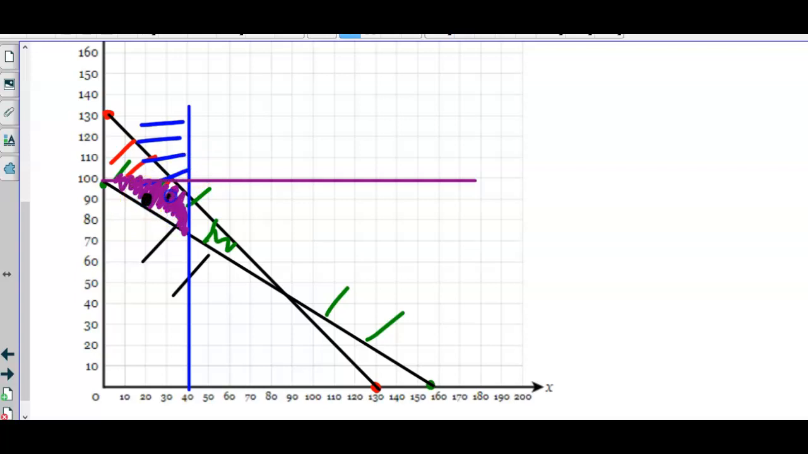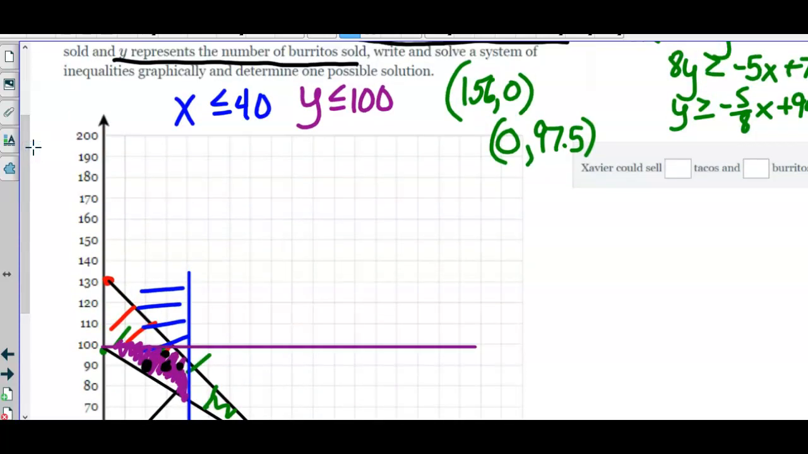He could have (30,90). He could have (30,95). He could (30,98). Okay, (35,90). All of those would work. Any number in that spot. And then you would just go into Delta Math. And let's see, let's do (30,90). And you could say (30,90) and check.